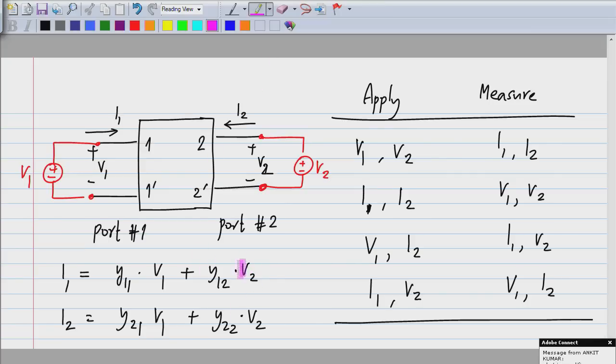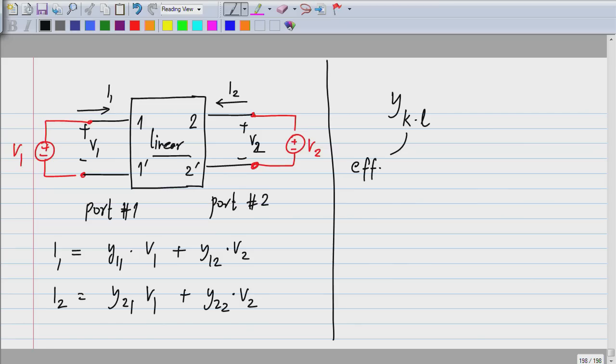We discussed this in the previous lecture. Now, these numbers Y11, Y12, Y21 and Y22 are numbers with dimensions of conductance. The numbers that appear here will depend on the parameter set we choose. In this case, we are writing currents as something proportional to voltages, so these will have dimensions of conductances. We also said that this kind of relationship comes about because this whole thing is a linear circuit.